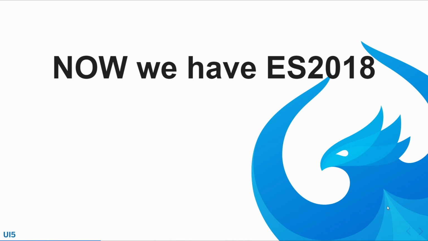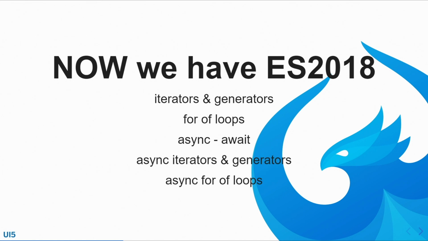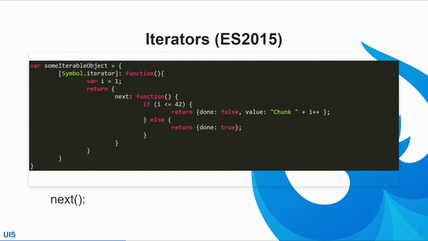But now we have new features in the JavaScript language. With ES2015, also known as ES6, there came iterators, generators, and the for of loop. With ES2017, there came async await. And with ES2018, there came the combination of both of them, the async iterators and async generators, and the async for of loop. So let's look a little bit at what they are all about.